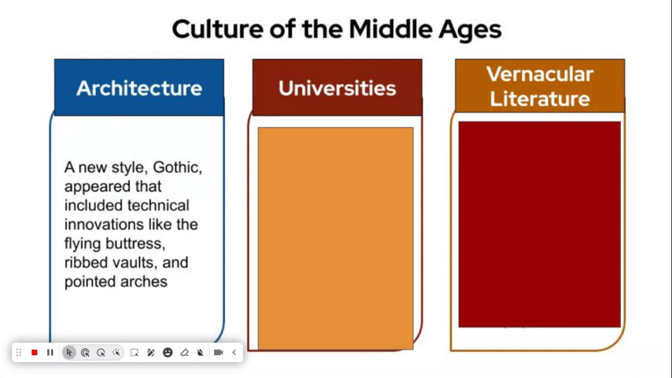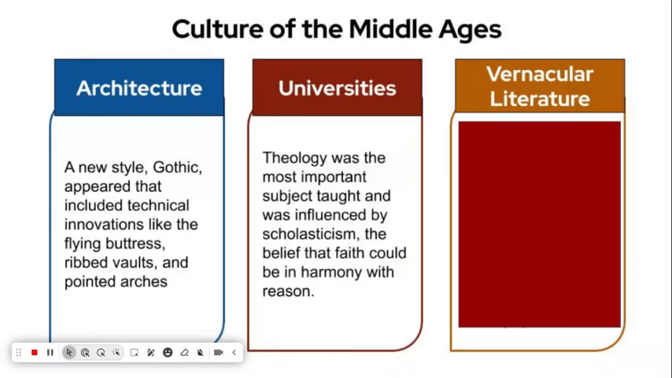Part of that being the fact that the cathedral in DC was still being built during the 1970s and 80s, and so it stole some of these pop culture elements into its classical design. This also included technical innovations like the flying buttresses, the ribbed vaults, the pointed arches. When we talk about universities, theology, again, being a very important subject that's going to be taught. The influence of scholasticism, which is trying to bring faith together with reason and put it in harmony.